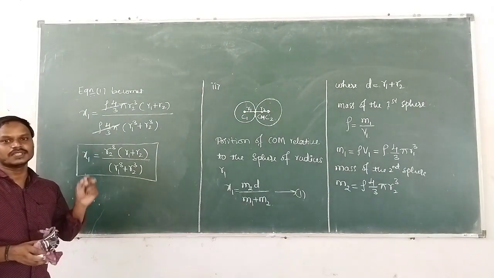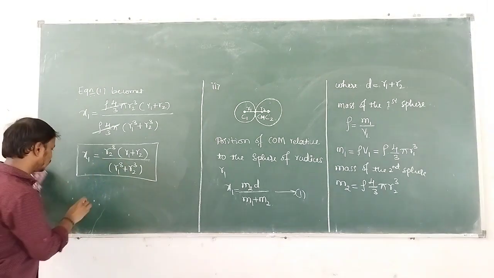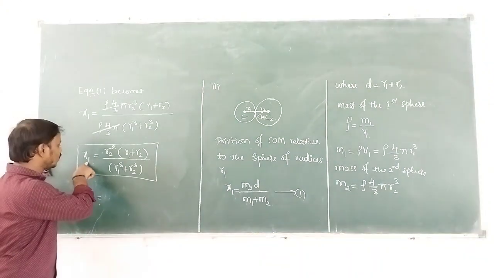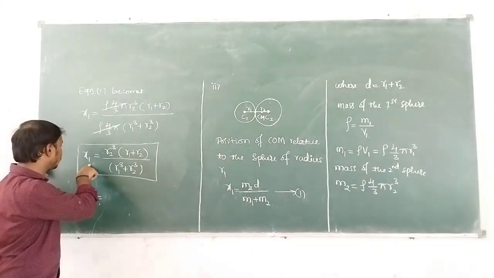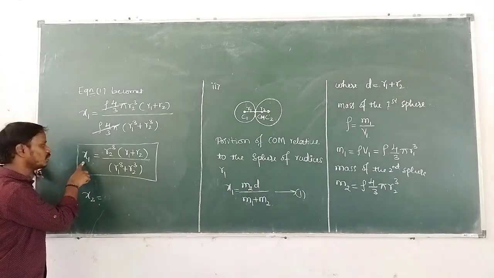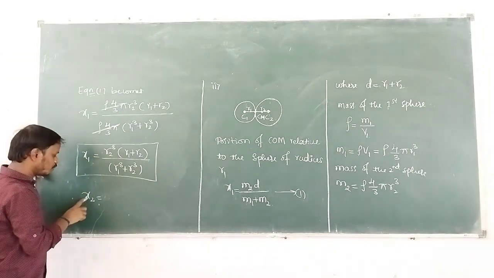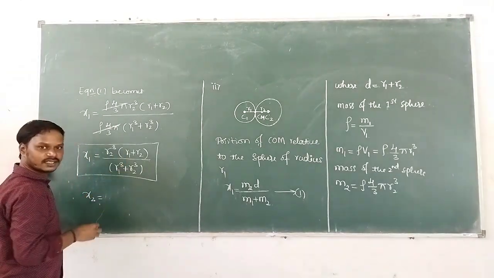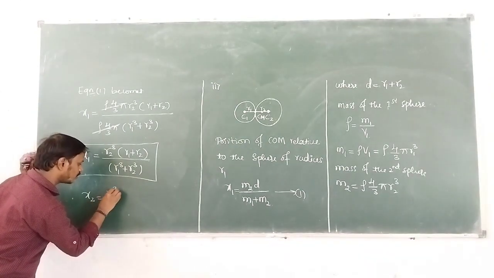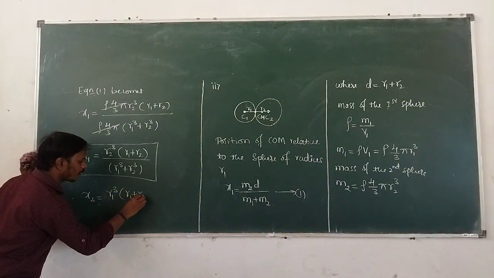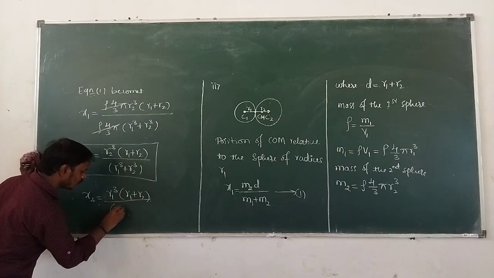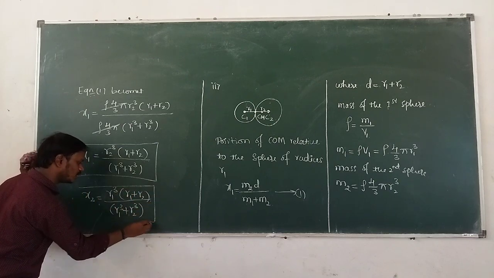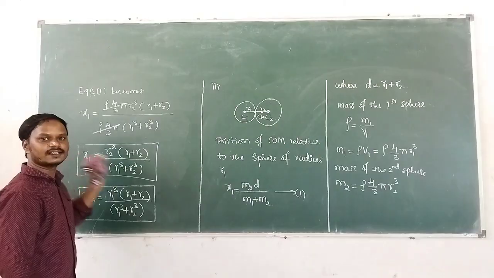Similarly, the position of the center of mass relative to the second sphere, we can write x2 is equal to, relative to the second sphere. To find the position of the center of mass relative to the first sphere, we have to take the first sphere at the origin. But now we are going to find the position relative to the second sphere, meaning the second sphere is taken at the origin. Then we can write r1 cube into r1 plus r2 whole divided by r1 cube plus r2 cube. Hence this is the position of the center of mass relative to the second sphere.